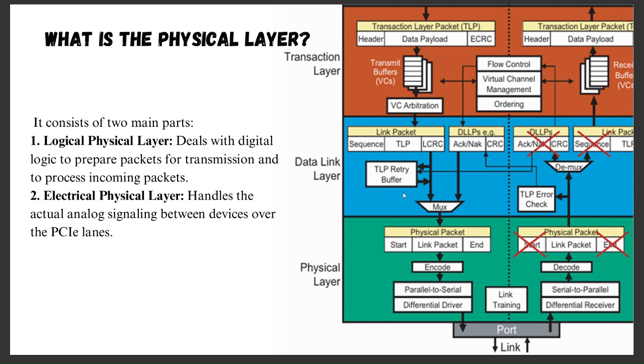So let us now talk about the physical layer. The physical layer is the foundation of the PCI architecture because its job is to handle the physical transmission of data over the link between devices. It contains two parts. First, the logical physical layer. It deals with digital logic to prepare packets for transmission and to process incoming data. Next, the electrical physical layer. It handles the actual analog signaling between devices over the PCI lanes.